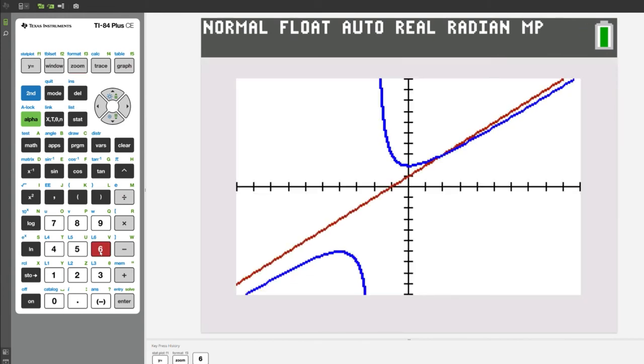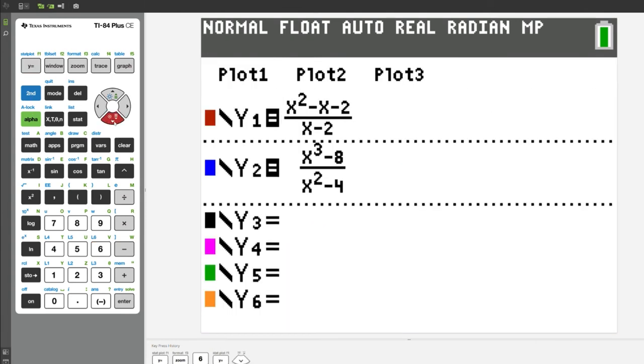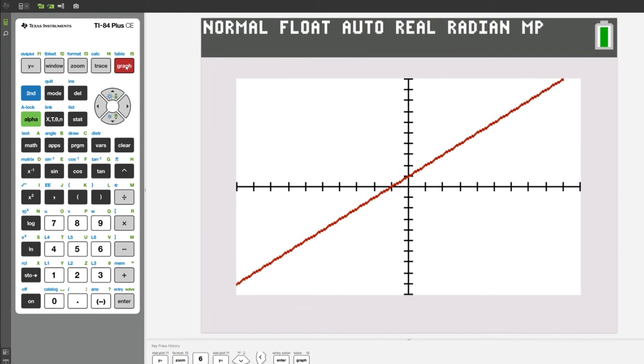One ends up being a line, one ends up being a curve. And really what I want to do is only look at one function at a time. So let's go to y1 and turn off y2 by hovering over the equal sign and pressing enter. Now we only see y1.